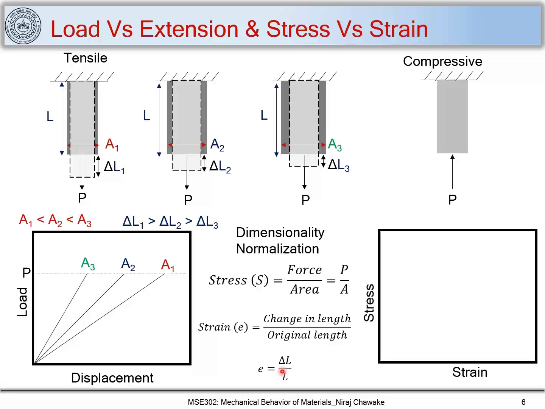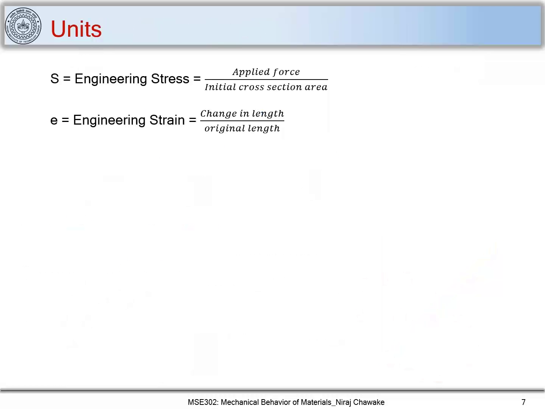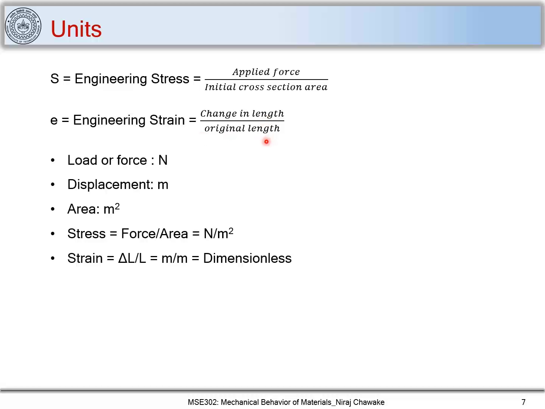Now, I see a stress versus strain plot, and I can see that when I plot this, all these data points which I generated as load versus displacement will fall on one line, and this makes sense. Now this can be used to understand the behavior of the material, and it is independent of dimensions. So what I defined earlier was the engineering stress, which is nothing but applied force upon initial cross-section area, and engineering strain, which is nothing but the change in length upon original length.